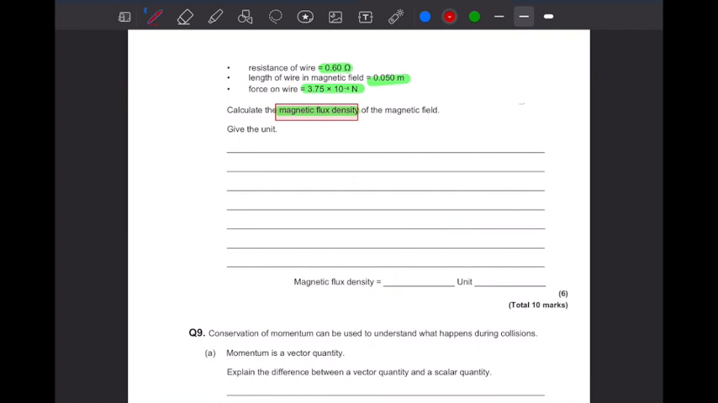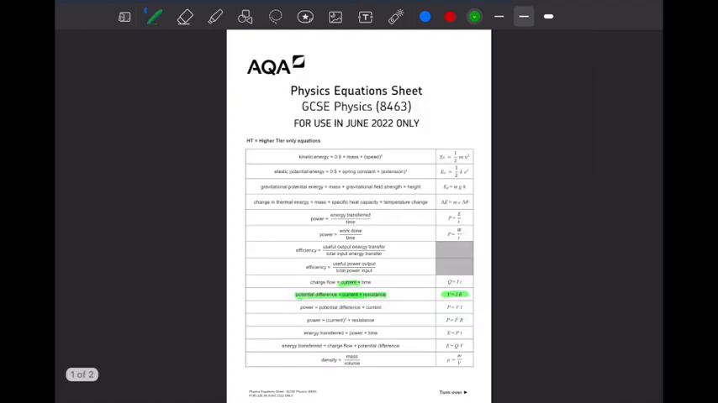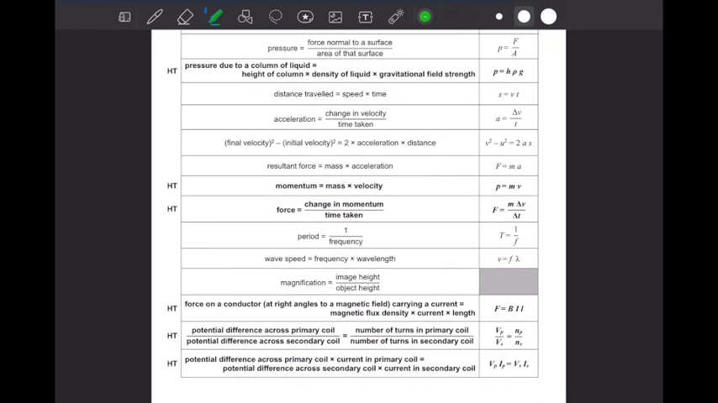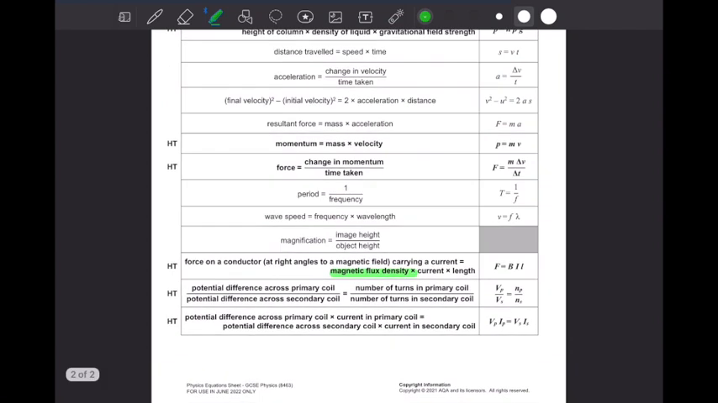So what we're going to have to do is go to our data sheet and find the formula for magnetic flux density. I'm just going to get rid of all the stuff we previously had. Okay, so you can see that I looked it up earlier, but I've got it on here. I found it here, look, magnetic flux density. It's the only formula that's got magnetic flux density in it. So we use this formula, F equals BIl. Force on a conductor is equal to magnetic flux density times current times length. So we're just going to write that in, F equals BIl.